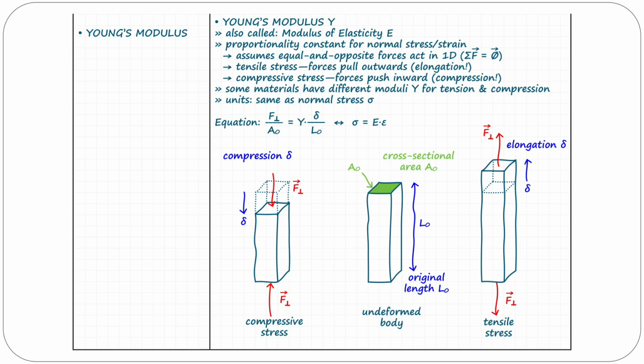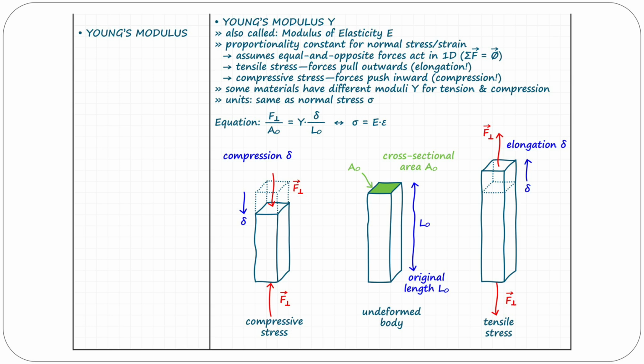We're going to apply a normal force to create a normal stress. That normal force could be tensile, which leads to elongation, or it could be compressive, which leads to a compression, a loss in length. Depending on the material you have, some materials have different moduli for compression and tension. For others, it's the same value for both. You'll get the value of the Young's modulus off of a table, and it will tell you whether that value is for tension or compression or both.